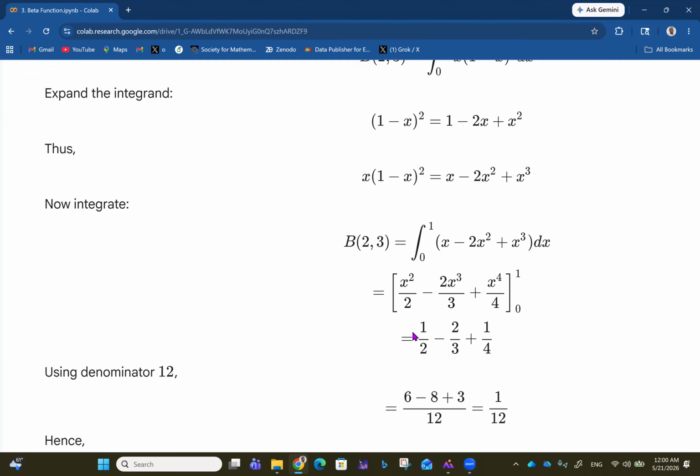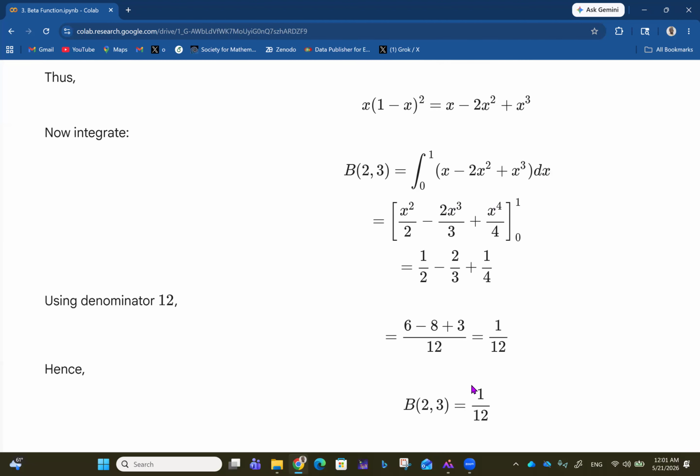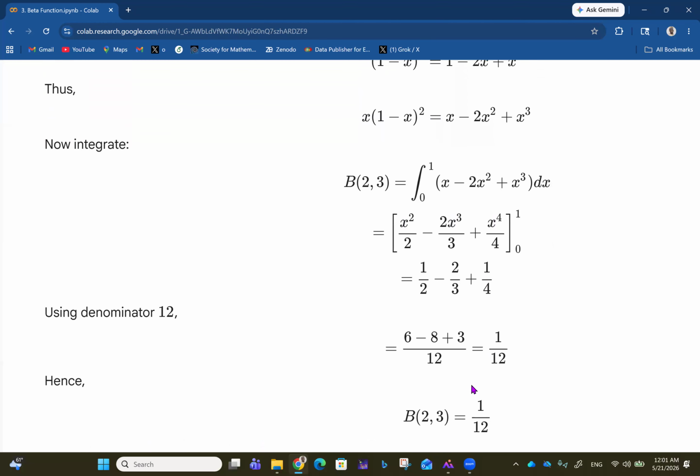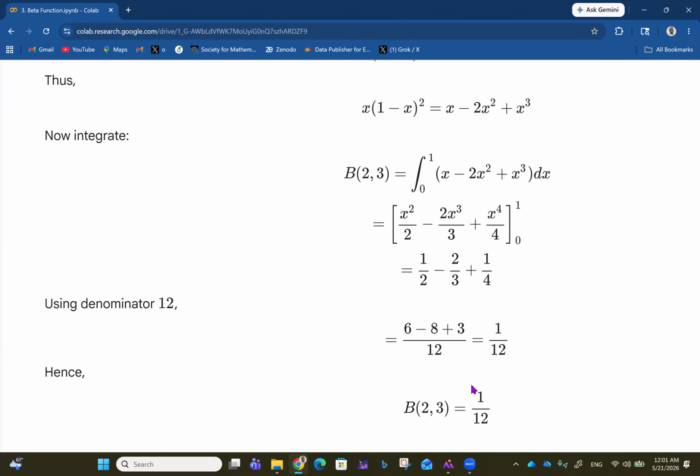So you now integrate that. You have x squared over 2 minus 2x cubed over 3 plus x raised by 4 over 4 from 0 to 1. If you do all the evaluation, at 1, that's 1 over 2. At 0, 0, so it's gone. So you have 1 over 2 minus, put 1, you have 2 over 3. At 0, it's gone. So you have minus 2 over 3 plus, then put 1, that's 1 over 4. Add everything. So LCM is 12. 2 in 12 is 6, minus 3 in 12 is 4, 4 times 2, 8, plus 4 in 12 is 3, 3 times 1, 3. So 6 minus 8 plus 3, that's 1 over 12. So beta 2 comma 3 is actually 1 over 12. That simply means that beta 3 comma 2 is also 1 over 12 if you reverse it.